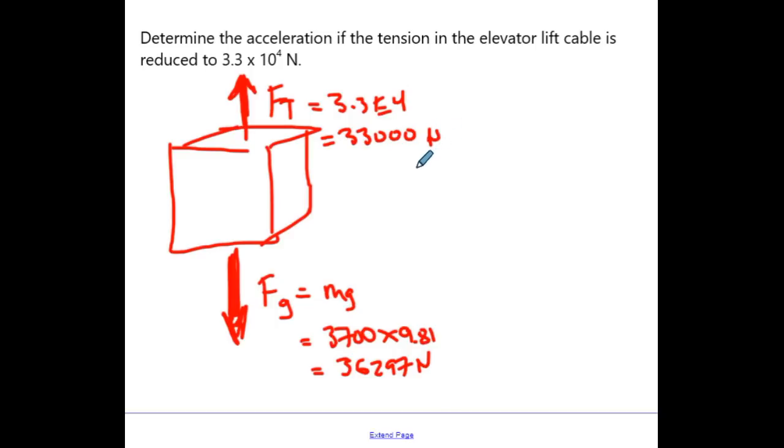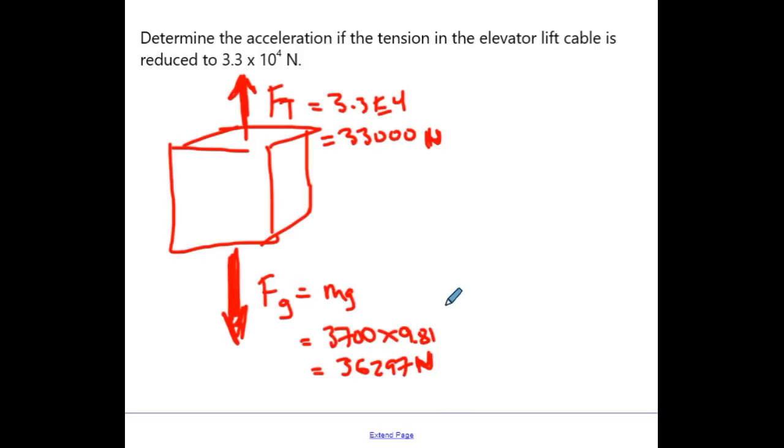What's different about this example here? I'm just going to pause for a second so you can think about that. What's different about this example here? And hopefully you came to the conclusion: the force of gravity is now greater. So this is an elevator that is going down.